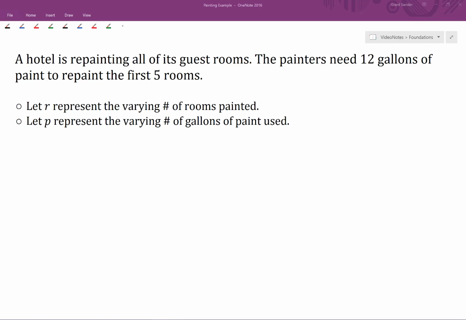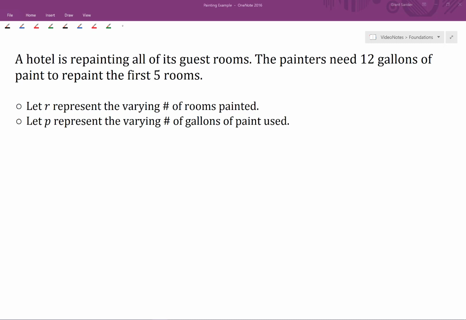Let's think about proportionality in the following context. A hotel is repainting all of its guest rooms, and the painters need 12 gallons of paint to repaint the first 5 rooms. We can actually assume that the number of gallons of paint needed is proportional to the number of rooms painted, so that if the painters doubled the number of rooms painted, they would also need to double the number of gallons of paint needed.